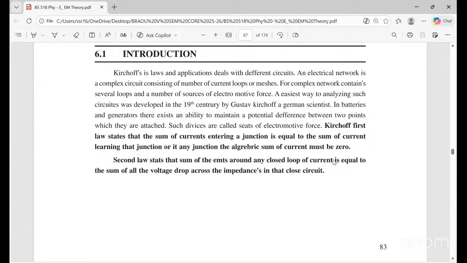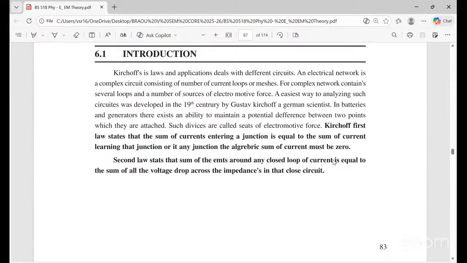The easiest way to analyze these circuits was developed in the 19th century by Gustav Kirchhoff, a German physicist. Batteries and generators have the ability to maintain a potential difference between two points to which they are attached. These devices are called seats of electromotive force. And what is Kirchhoff's first law? KCL, the Kirchhoff current law, is the first law.